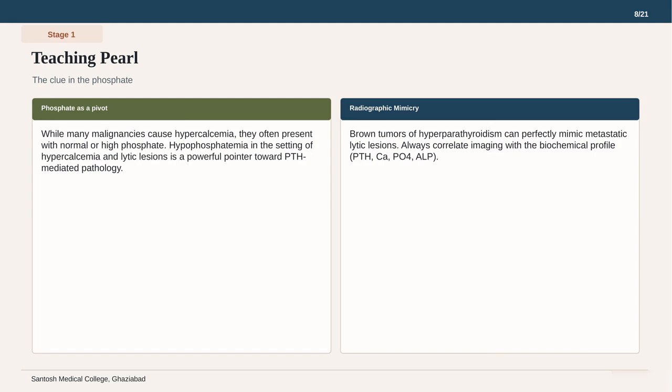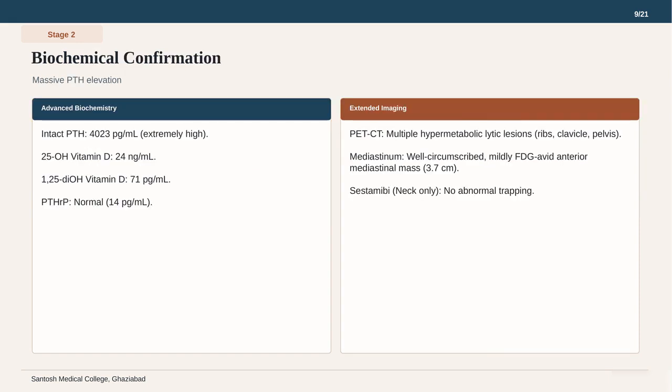It is vital to remember that brown tumors of hyperparathyroidism can perfectly mimic metastatic lytic lesions on imaging. This means we must always correlate what we see on an X ray or CT scan with the biochemical profile, specifically looking at parathyroid hormone, calcium, phosphorus, and alkaline phosphatase. Relying solely on imaging in this case could lead to a misdiagnosis of terminal cancer. With this understanding of the biochemical clues, we can now move to the next stage to see the results of the advanced testing. Stage 2 brings us the biochemical confirmation we were looking for.